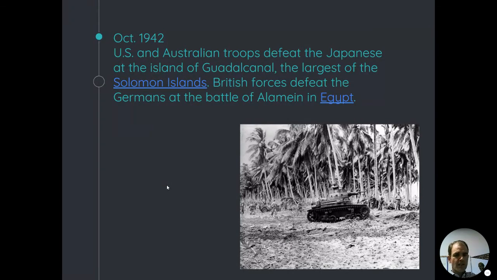Then in October of 1942, the United States and Australian troops defeat the Japanese at the island of Guadalcanal. And this is the largest of the Solomon Islands. The British forces also defeated the Germans at the Battle of Alamein in Egypt. A lot of times students forget that there was a war going on in North Africa as well.